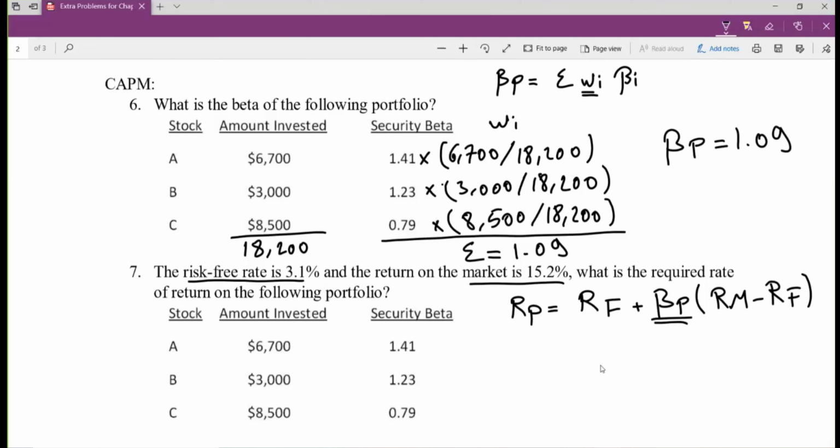So here the return on the portfolio is equal to 0.031 RF plus beta of the portfolio is 1.09 times, here in this problem I have the return on the market. So this is RM, 0.152 minus 0.031, and the answer is 16.29%.